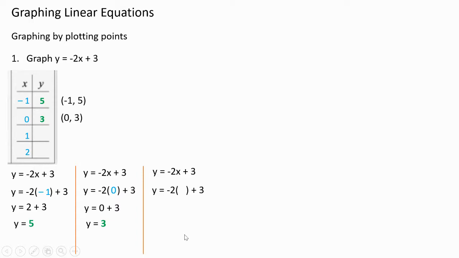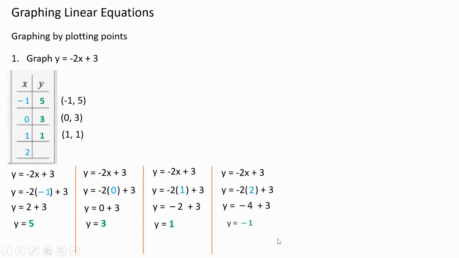So here I'm going to use 1 for X. You plug it in there. So -2 times 1 is -2. -2 plus 3 is equal to 1. So when X is 1, Y is 1. And the point is 1, 1. And now let's do it for 2. Right, so -2 times 2 is -4. -4 plus 3 is -1. So when X is 2, Y is -1. And there it is. So these are the points, or the coordinates, that I got to graph.